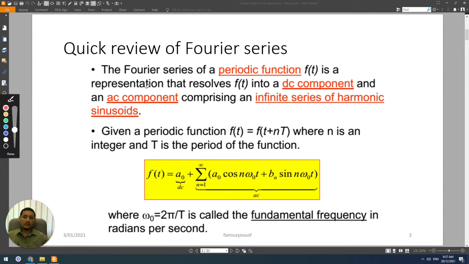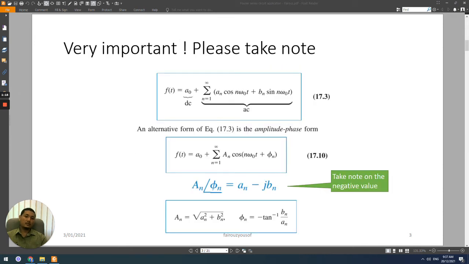DC component and AC component, comprising an infinite series of harmonic sinusoids. So this is the equation for the series. Take note here, this is n, right? And we also have the fundamental frequency omega naught, or omega 0, which is 2 pi over T. Now this is the basic, or what we have learned from the previous video.